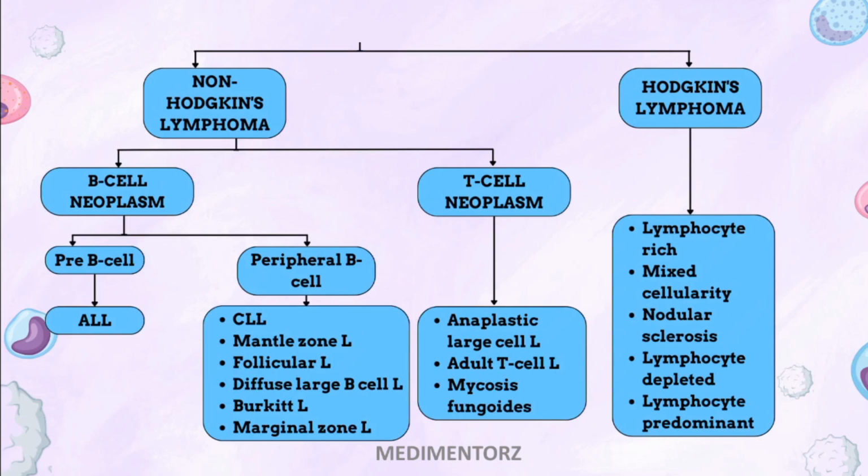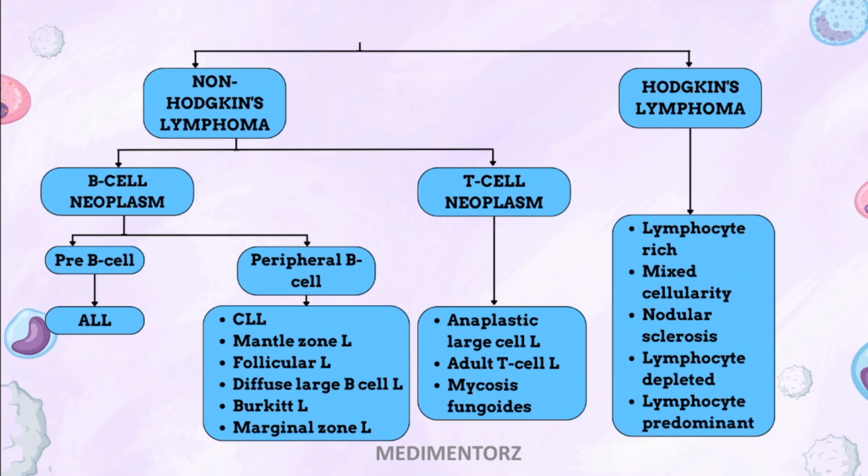In B-cell neoplasm, we have pre-B-cell neoplasm, which includes acute lymphoblastic leukemia, whereas in peripheral B-cell neoplasm, we have chronic lymphocytic leukemia, mantle zone lymphoma, follicular lymphoma, diffuse large B-cell lymphoma, Burkitt's lymphoma, and marginal zone lymphoma. In T-cell neoplasms, we have anaplastic large cell lymphoma, adult T-cell leukemia, and mycosis fungoides.